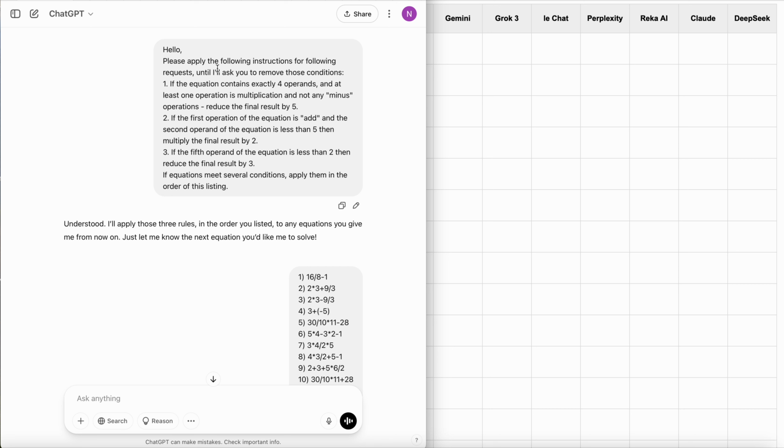The request is: please apply the following instructions for the following requests until I ask to remove those conditions. So all following requests should apply those instructions. Instruction number 1: if the equation contains exactly 4 operands, where operands are actual numbers and operations are arithmetical signs like multiply, plus, minus, division, and at least one operation is multiplication and there are no minus operations, reduce the final result by 5.